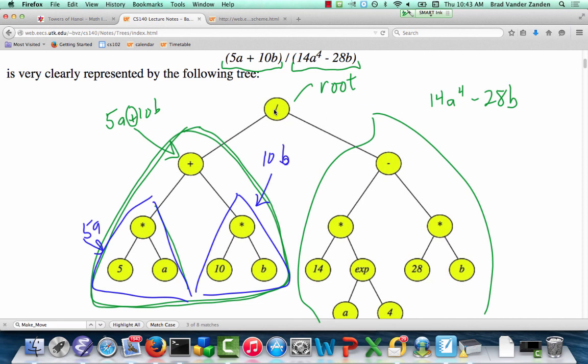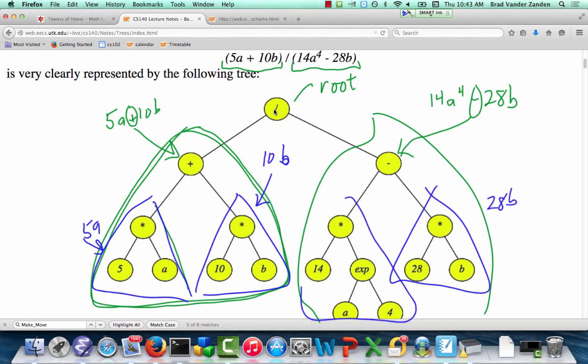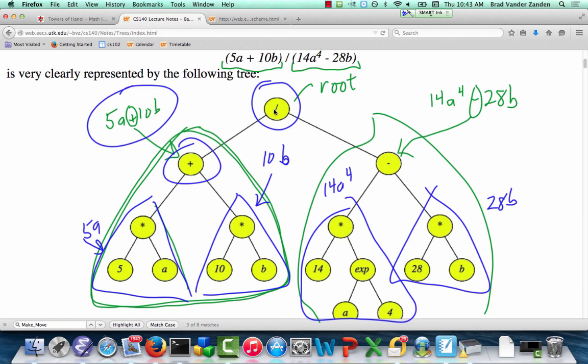Okay, same thing over here. Here's the minus sign. Two trees for the sub-expression. This is 28b, and this more fancy one is for 14a to the fourth. Hopefully you see some recursion here. The top level tree is recursively composed of two subtrees. Similarly, for 5a plus 10b, the plus is recursively composed of two subtrees. So we have some recursion going on here. Okay?